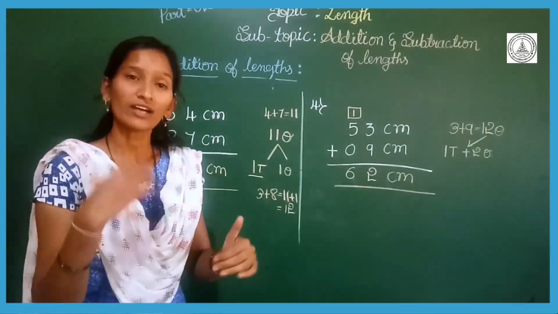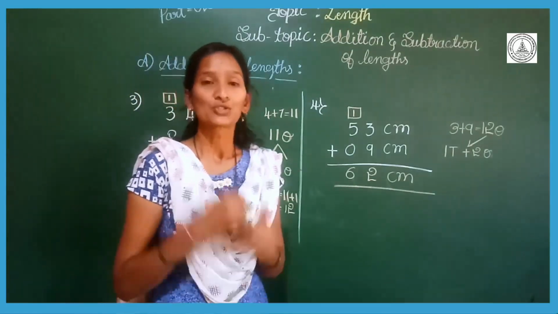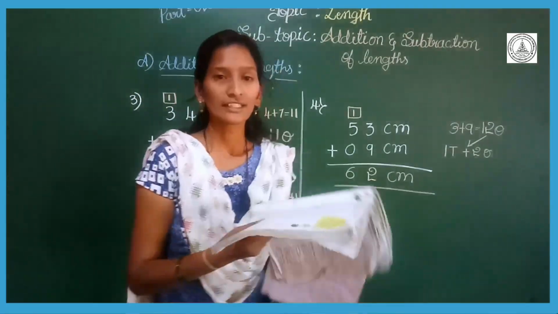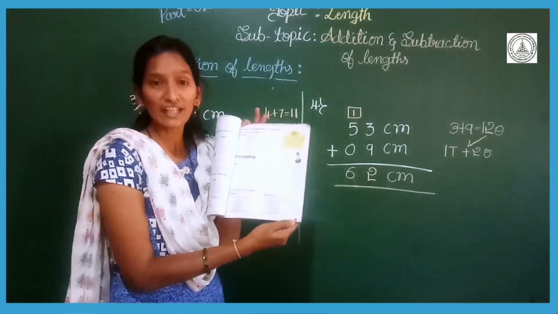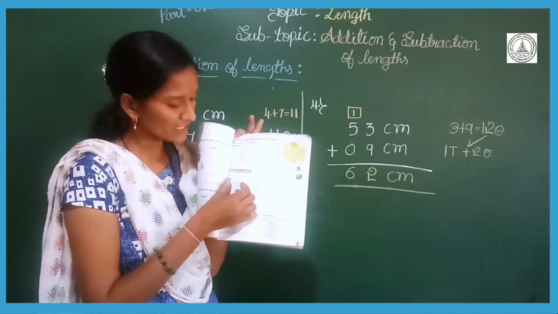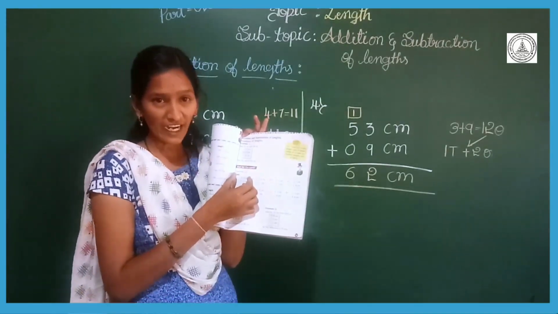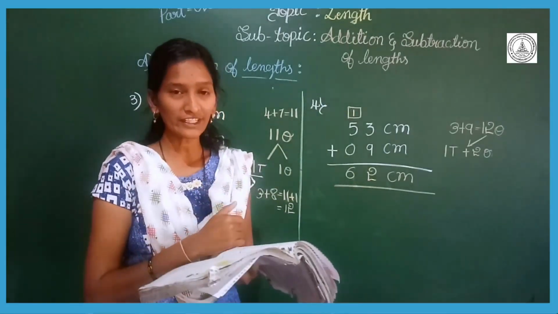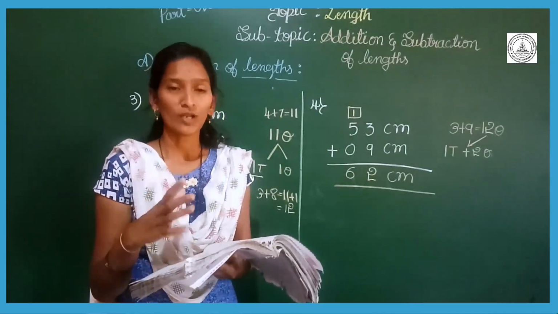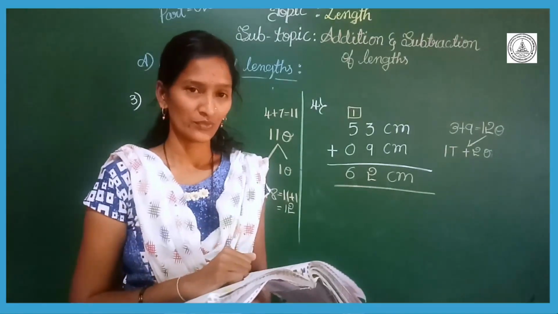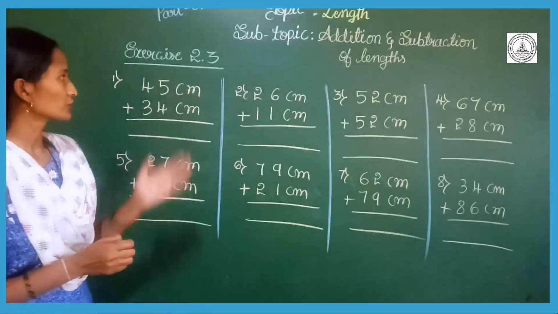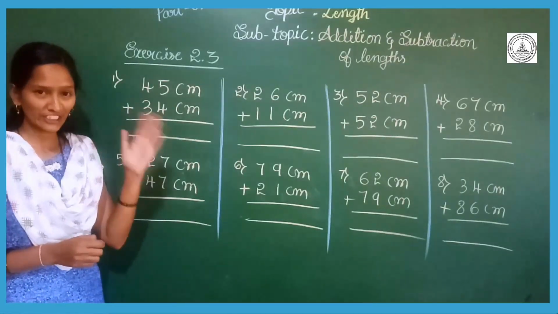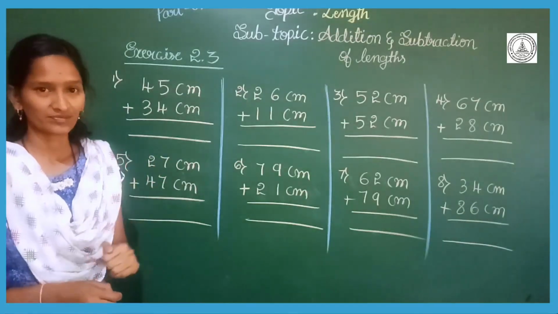Right? So now I will move to the textbook activity. All of you open your textbook. See here, on page number 93, here is exercise number 2.3. Right? So now I will show one problem, how to solve it. The remaining problems you have to do at home. Okay? Students, this is exercise number 2.3. Its headline is add. Okay?